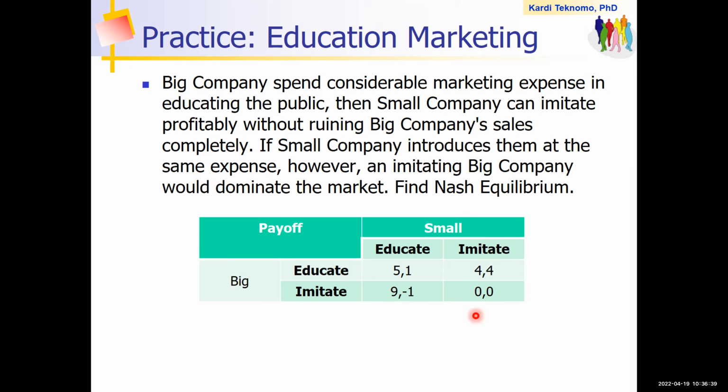So can you find the Nash equilibrium and probably the Pareto optimal of this game? There are 2 Pareto optimal here. That's easy, right? This is 8. This is also 8. So this is Pareto optimality. Can you find the Nash equilibrium?